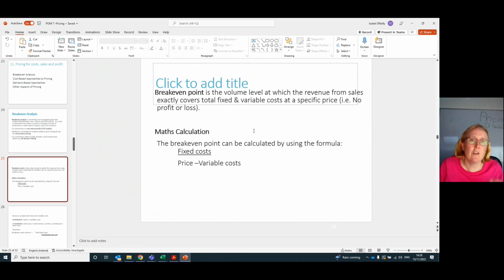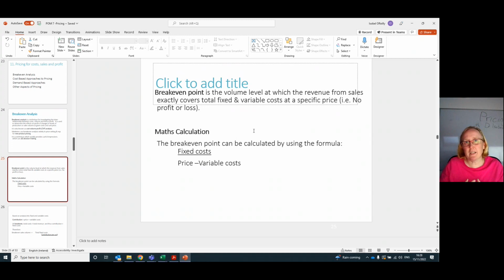So the concept of a break-even point, it is the exact volume level, so how many do we have to sell, at which the revenue from sales, money coming in, exactly covers total fixed and variable costs at a specific price. So the exact point where we have covered all our costs with the money coming in, but we've not made a profit yet. So we come back to zero.